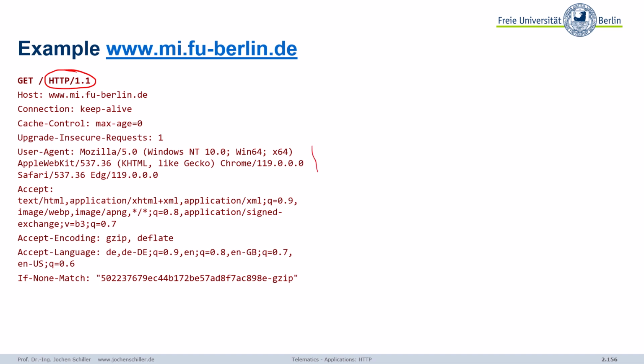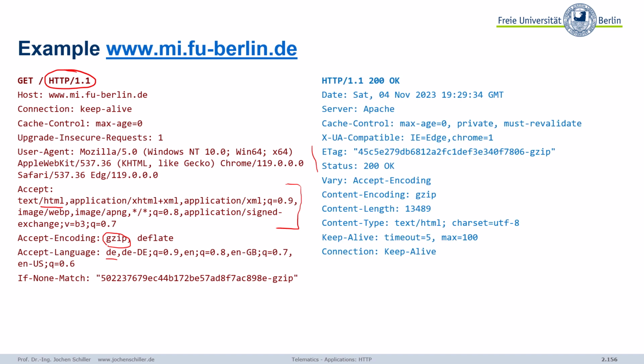You see here. And then we see, similar to these MIME things, you see, okay, we accept HTML, but we also accept other formats and so on. We accept, for example, encoding zipped content to compress the content. We accept different languages and so on. So many more things. So that's only a part of the packet, actually. So what is the answer then? Okay, after this, the server answers and says, okay, everything fine.